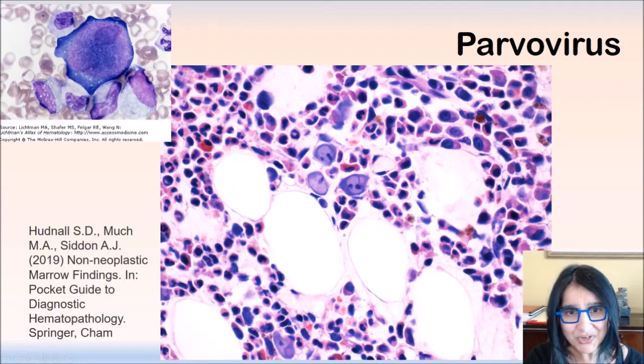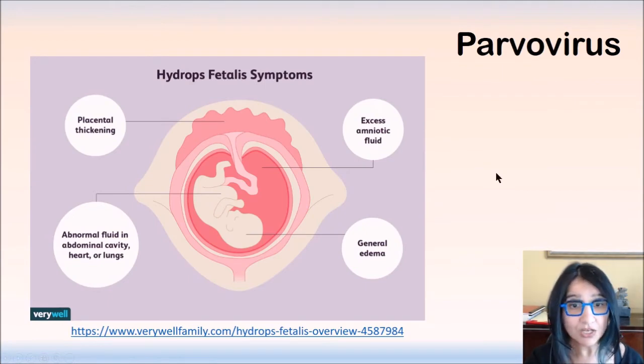Of course, you could get an anemia. Truthfully, if you or I had parvovirus, we probably wouldn't have a significant enough anemia. We'd probably recover and not really even have that much of a transient anemia, but it can definitely affect certain groups pretty profoundly. So one instance is hydrops fetalis.